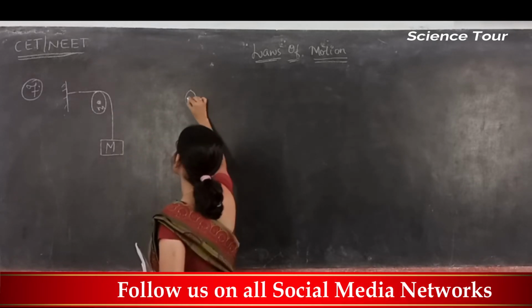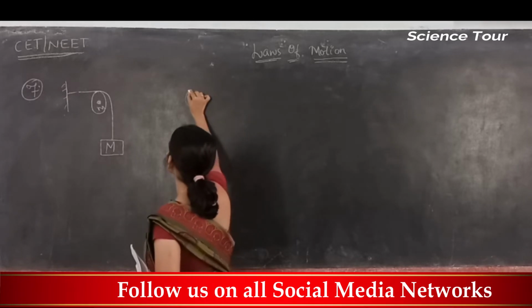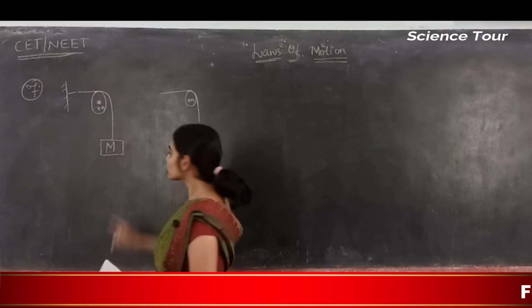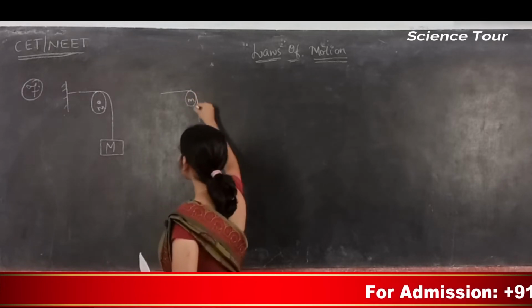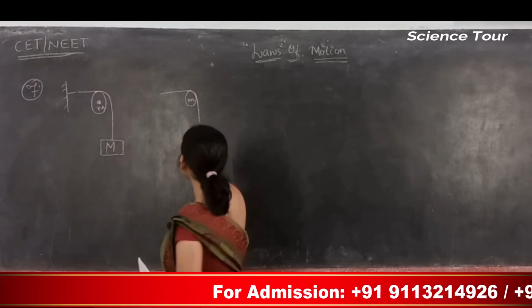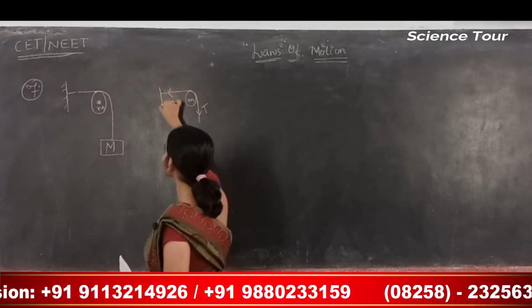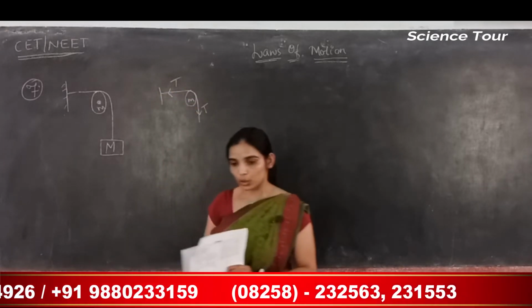So this is the pulley having mass m. This is the rope passing through the pulley. Because of the mass, the rope will experience tension. The tension acting here is downward and the tension acting here is upward. Am I right?